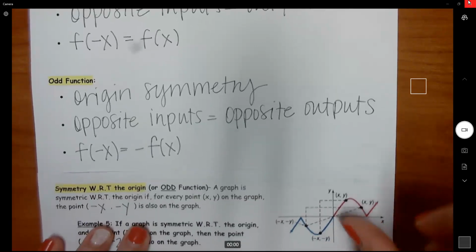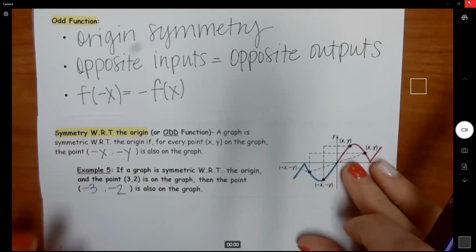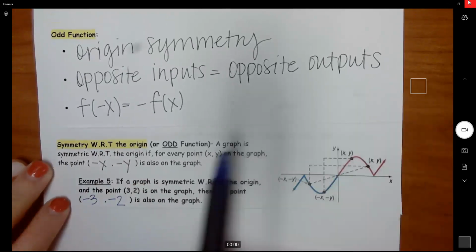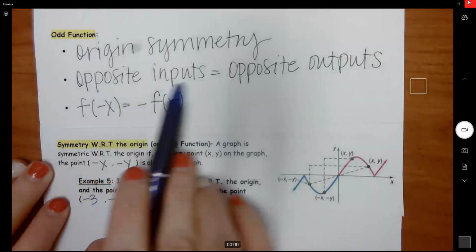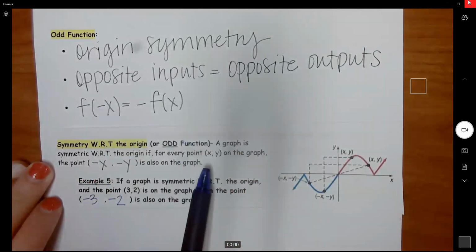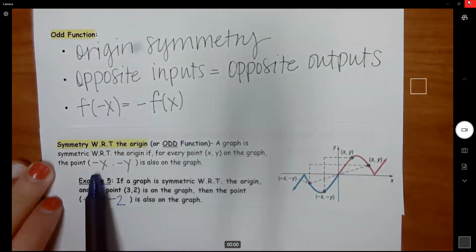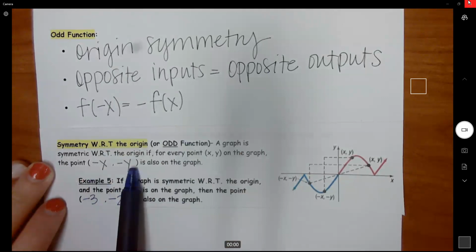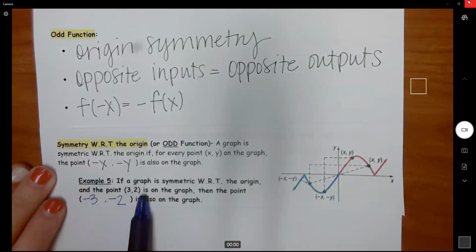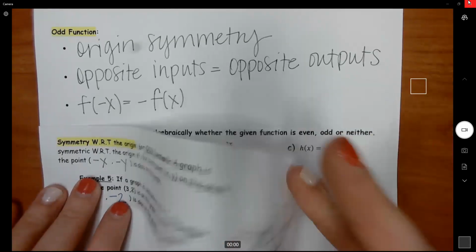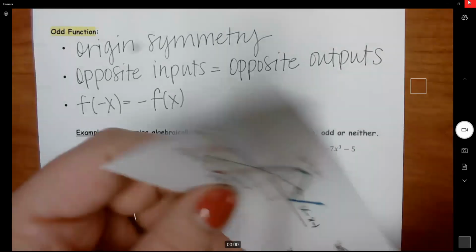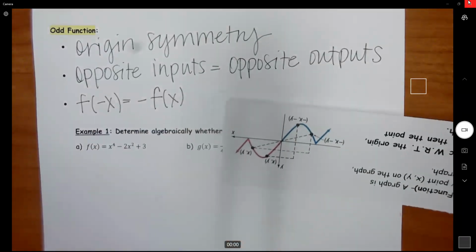So this was from last lesson as well, and it goes over kind of the exact same things. Your odd functions have origin symmetry. Opposite inputs equal opposite outputs. So when you have (x, y) and I put in an opposite input, I get that opposite output back. When we had the point (3, 2), the opposite input of -3 gave me the opposite output of -2. And as a reminder, origin symmetry means that if you take your graph and you rotate it 180 degrees, you still have the same graph.